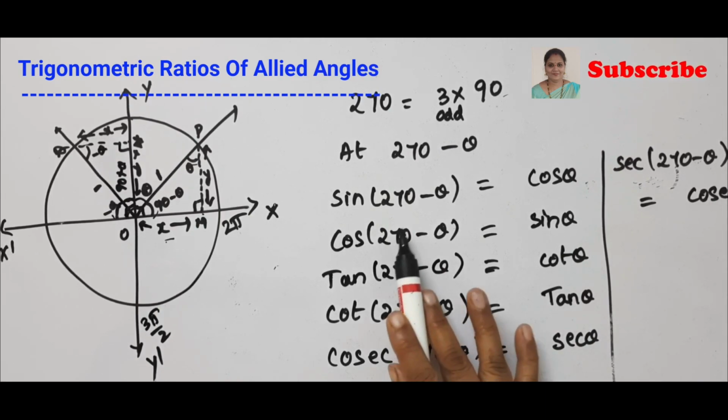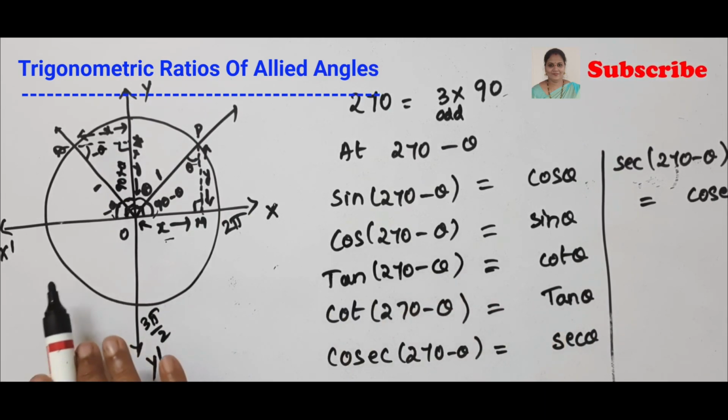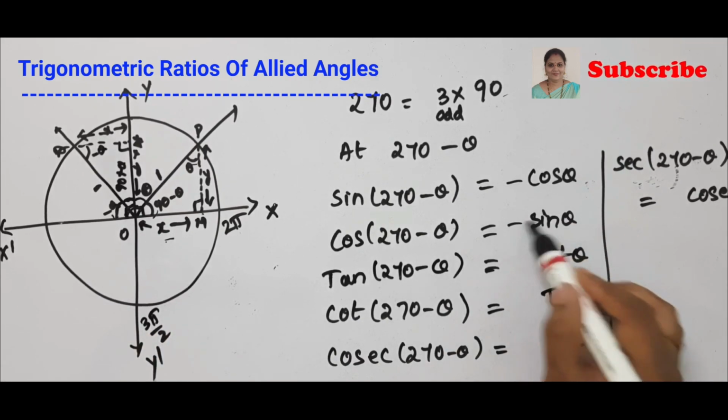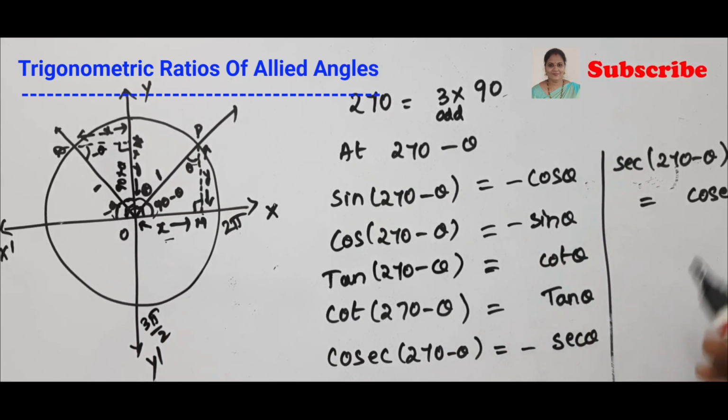Now 270 minus theta means it will be in the third quadrant. In the third quadrant, tan and cot are positive, remaining all are negative. So just keep the minus sign except for tan and cot. Okay, we got the values at 270 minus theta. In this way, using that logic, you can easily write the trigonometric ratios at any angle which is an odd multiple of 90 minus theta.